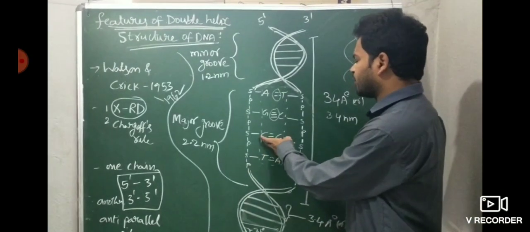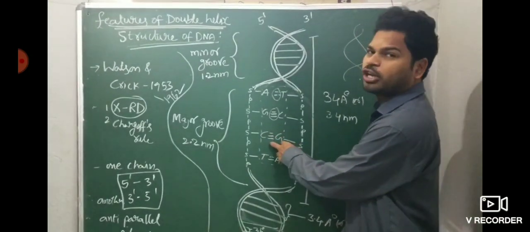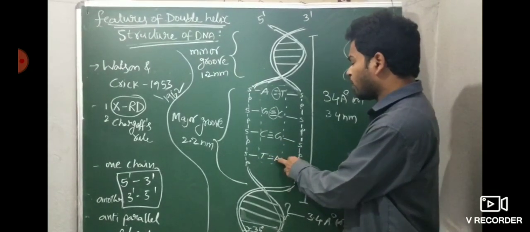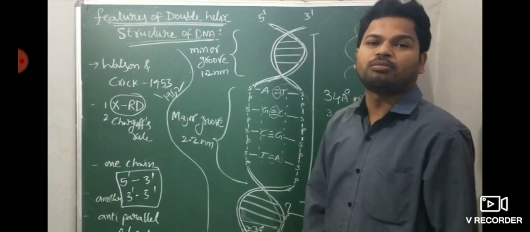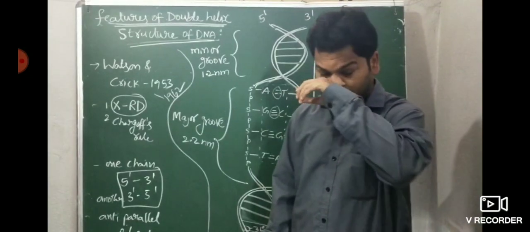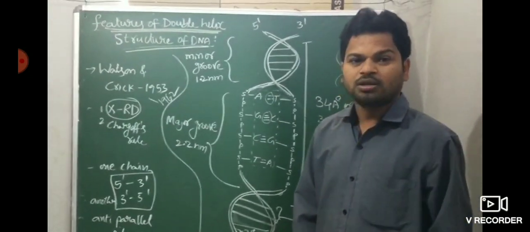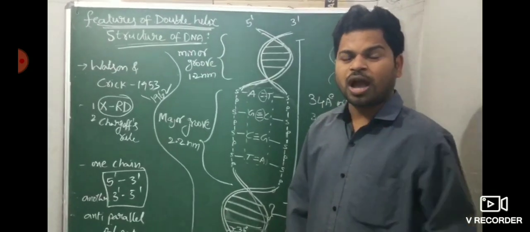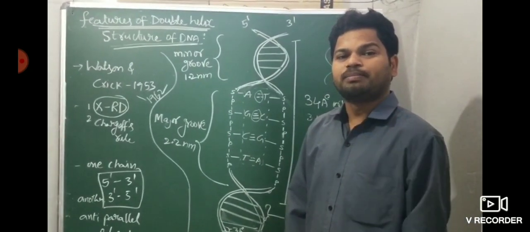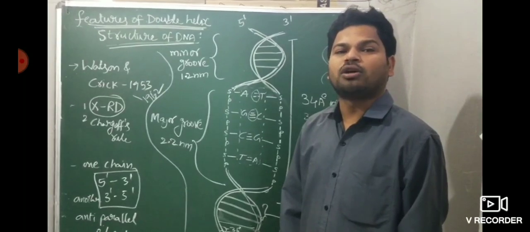Take the cytosine and guanine, this also has 3 hydrogen bonds. Then thymine to adenine also has 2 hydrogen bonds. How many hydrogen bonds are present in between adenine and thymine? 2. How many hydrogen bonds are present in between cytosine and guanine? 3. So complementary bases are held together through the hydrogen bonds.